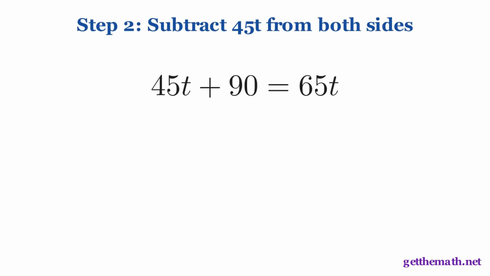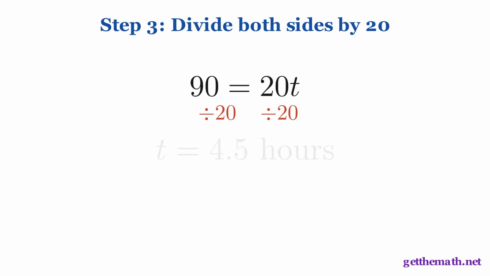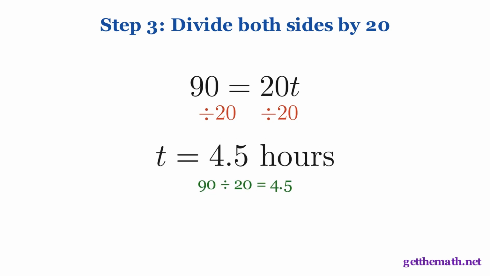Step 2. Subtract 45t from both sides. 90 equals 65t minus 45t. 90 equals 20t. Step 3. Divide both sides by 20. 90 divided by 20 equals 4.5. So t equals 4.5 hours. The express truck will catch the cargo truck in 4.5 hours.